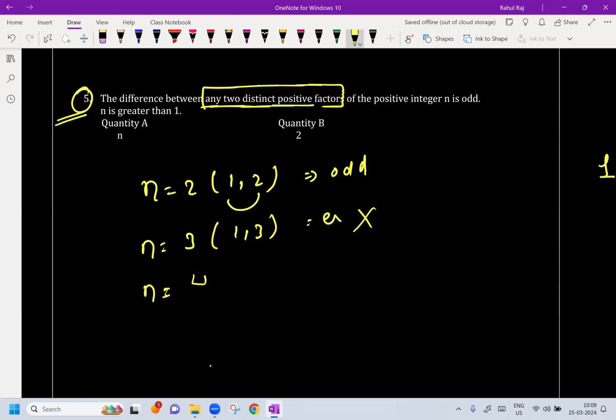Imagine I take n is equal to 4. What are the factors of 4? 1, 2, 4. So why not? 2 minus 1 is odd now. The weight is 20, it can be 4 also. Right?